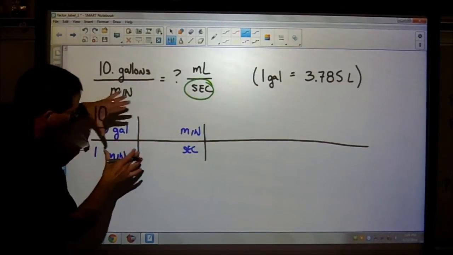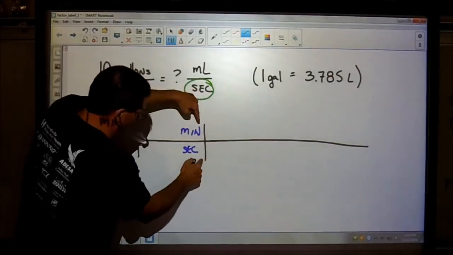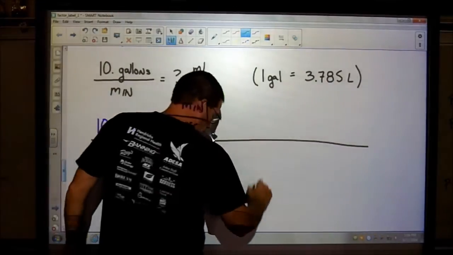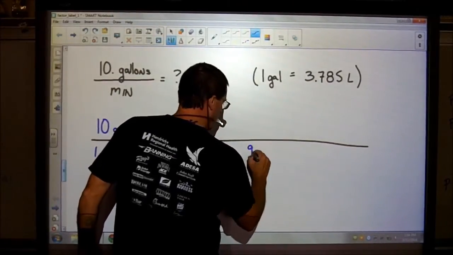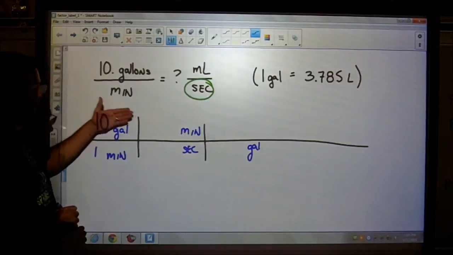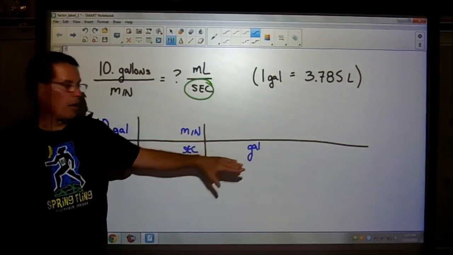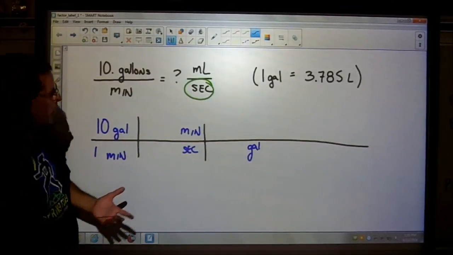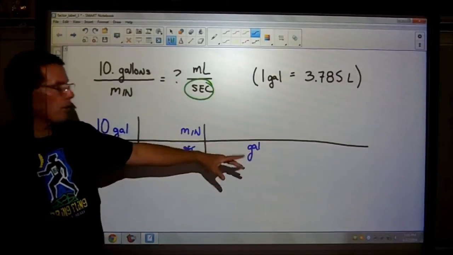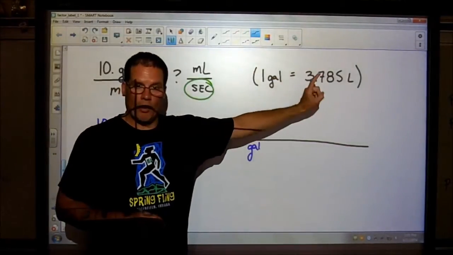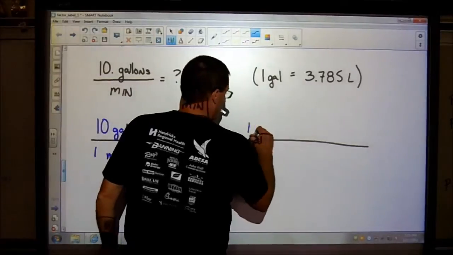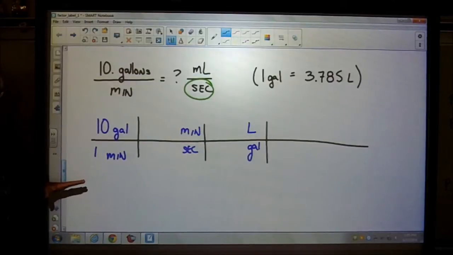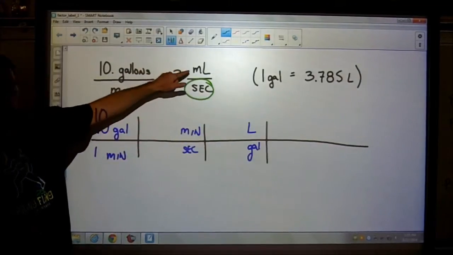So here's what I do. I pretend that this isn't here and that this line right here is actually this line. So I'm going to take my gallons and I'm going to move that unit diagonally. So I'm going to put gallons right there. Okay, it's in the numerator. The next opportunity I have, I put it in the denominator because I want the gallons to cancel out. Now, I don't have a conversion that will get me from gallons to milliliters, but I do have a conversion that will get me from gallons to liters. So I want to convert this into liters. So again, you have to use what's given to you.